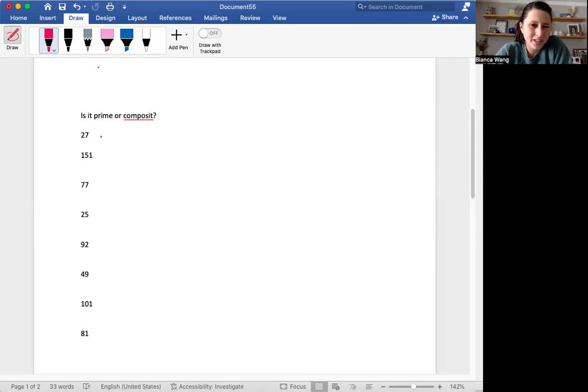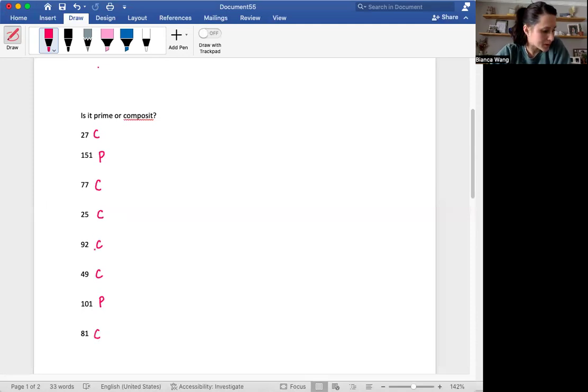So 27, that's divisible by 3 and 9. So this is a composite number. 151, there's not a number that I can think of that goes into 151. So that's prime. 77, that can be divided by 11 or 7. So composite. 25 can be divided by 5. So composite. 92 is an even number that must be able to be divided by 2. So composite. 49, divisible by 7. Composite. 101, I can't think of one. This is a prime. 81, divisible by 9. So composite. So there's your answers there.